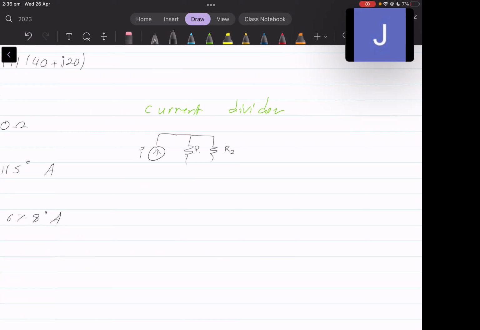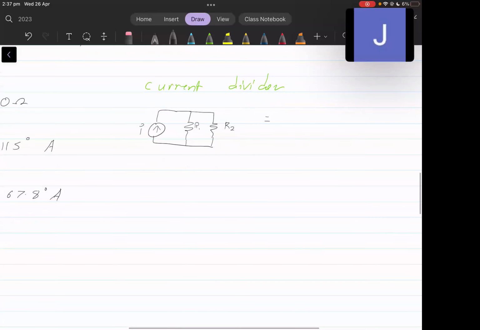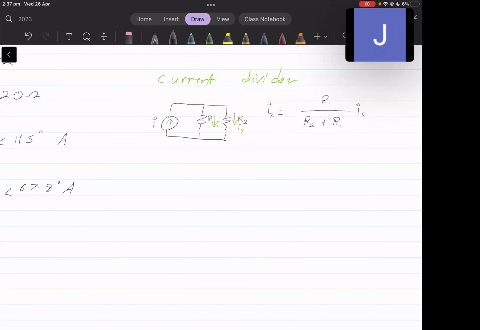We have R1, R2 here. The current through R2 is going to be equal to, so for the current divider, that's the formula, and make sure that what you're looking for, the current through that, you actually have the resistance of the other side, which can be an easy mistake to make in the exam, so just double check when you're doing that. Cool.